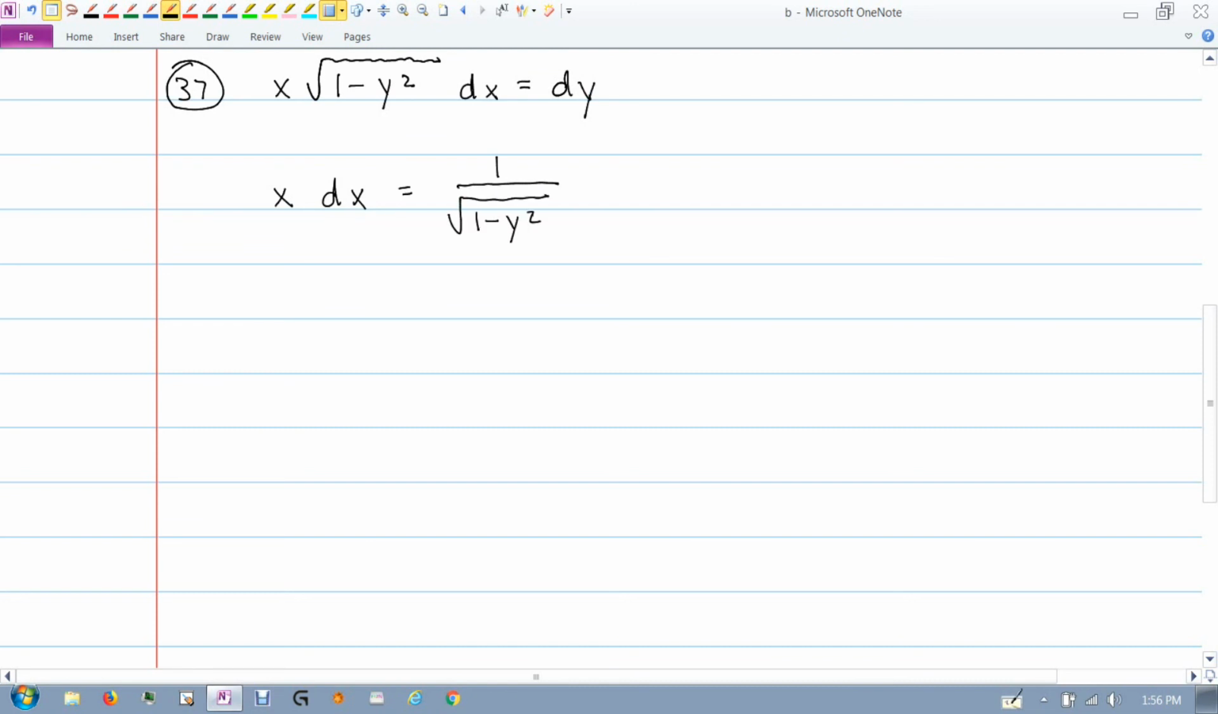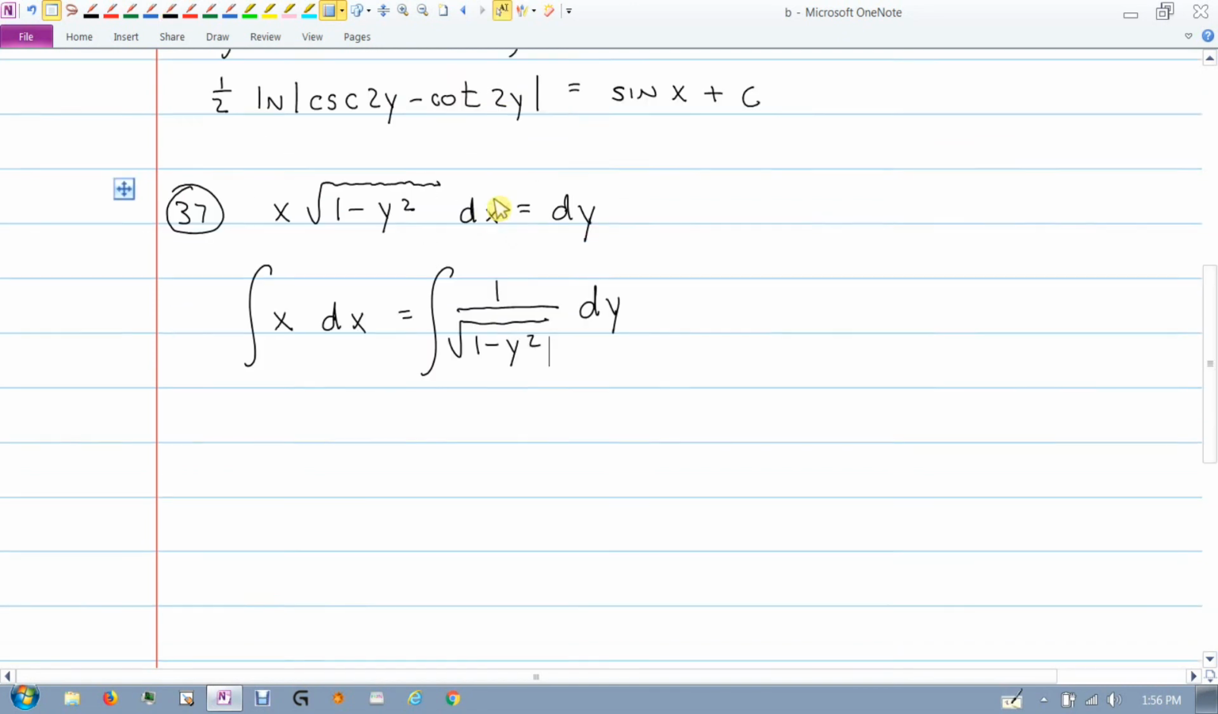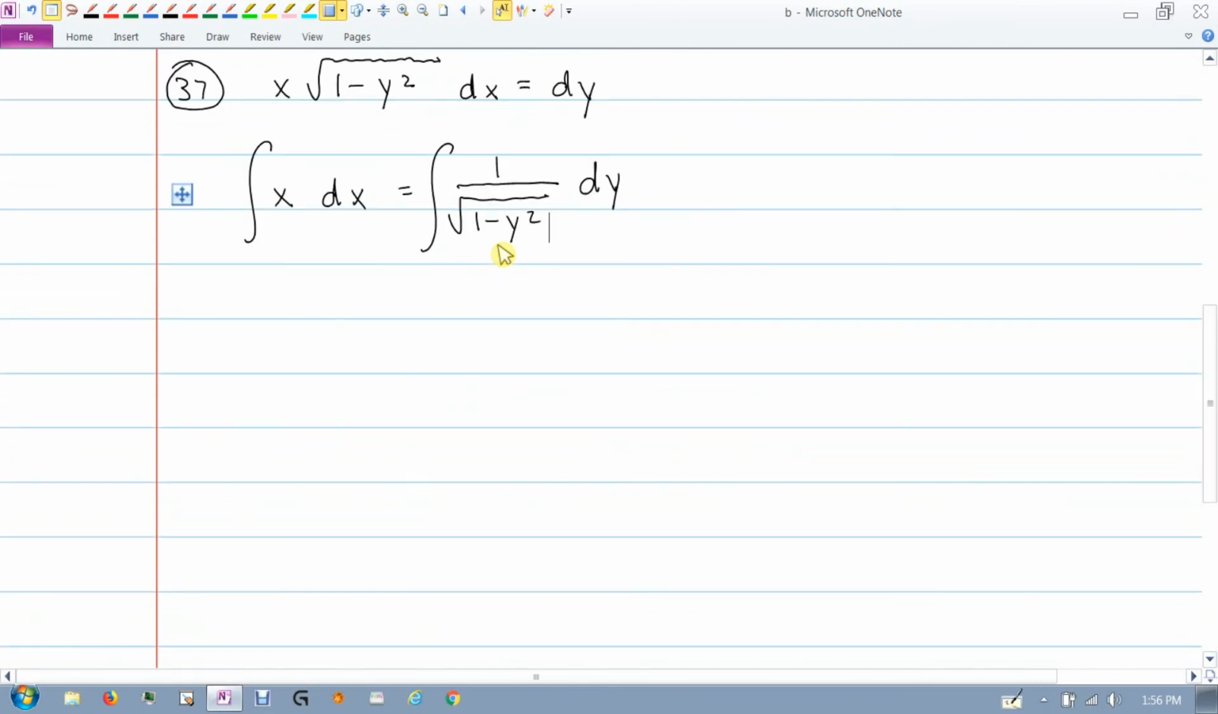38, that was 36, number 37. x root 1 minus y squared dx equals dy. So I have x dx, not bad, equals 1 over the square root of 1 minus y squared dy. And we're going to integrate. And to integrate this, did I put my integration symbols? Yeah, okay. To integrate that, the left side's easy, 1/2 x squared plus a constant.